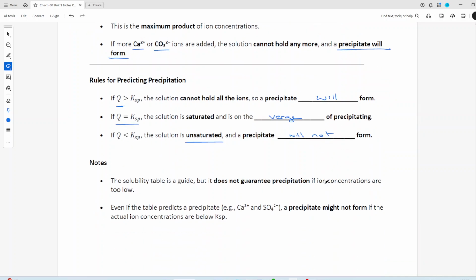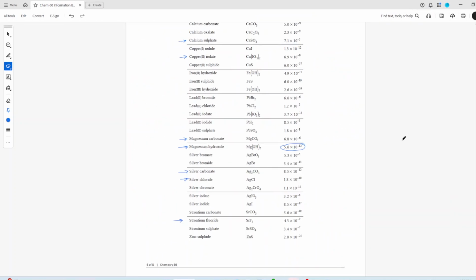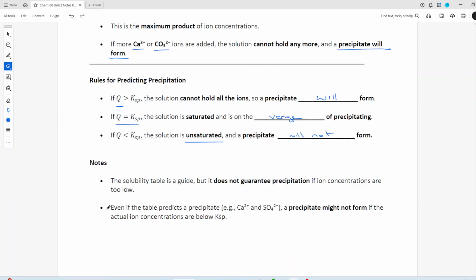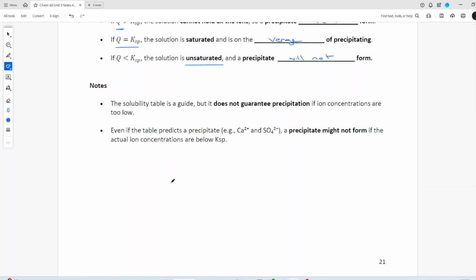Just a couple of notes. The solubility table is a guide, but it's not a guaranteed precipitate if the ion concentrations are too low. What I mean is, when you're looking at your information booklet, not the KSP sheet but this sheet, every time we've said low solubility, we've said a precipitate will form. But that's only true if there are enough ions to precipitate. Low solubility means your solution can hold a certain amount, but once you reach that value of KSP, you will start precipitating. The other note is that even if the table predicts a precipitate, it might not form if the actual ion concentrations are below KSP. So it's pretty much saying the exact same thing twice.